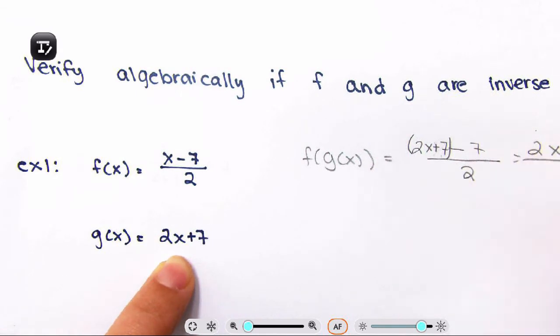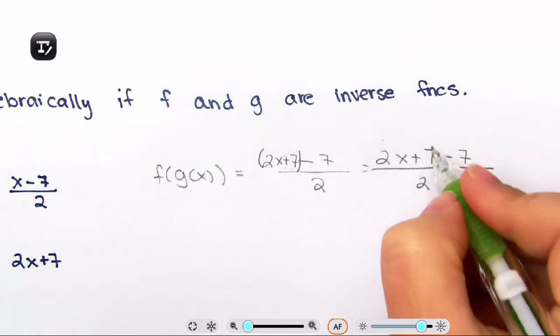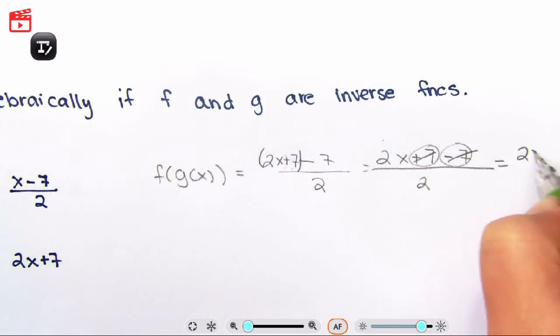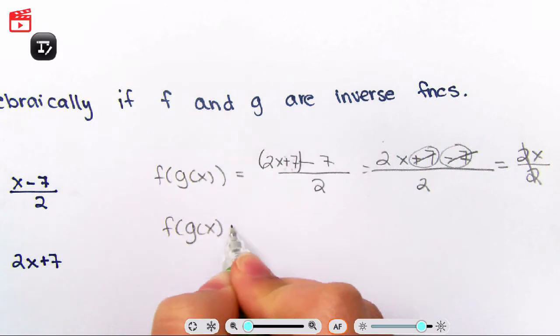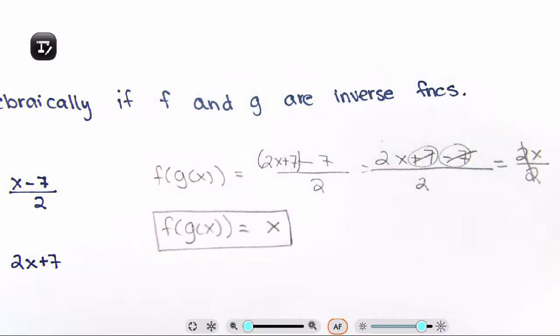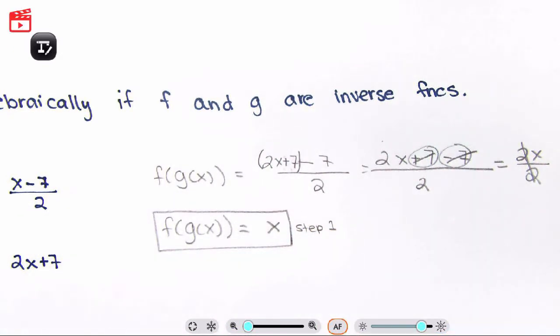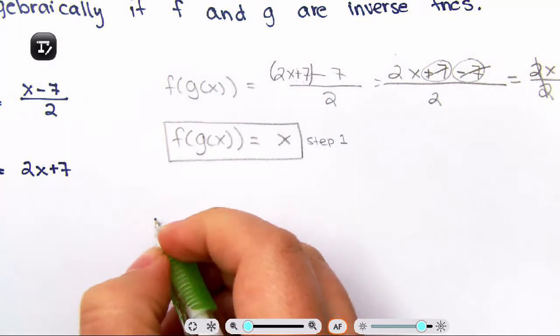This is what I have in my numerator. This is what I have in my denominator. Immediately I see a plus 7 minus 7, so I'm going to simplify that. That goes away. I have 2x divided by 2. The 2's get crossed out, so f of g of x is in fact equal to x. So that is step 1. Now we need to check the other one. You cannot assume anything. You have to check both.